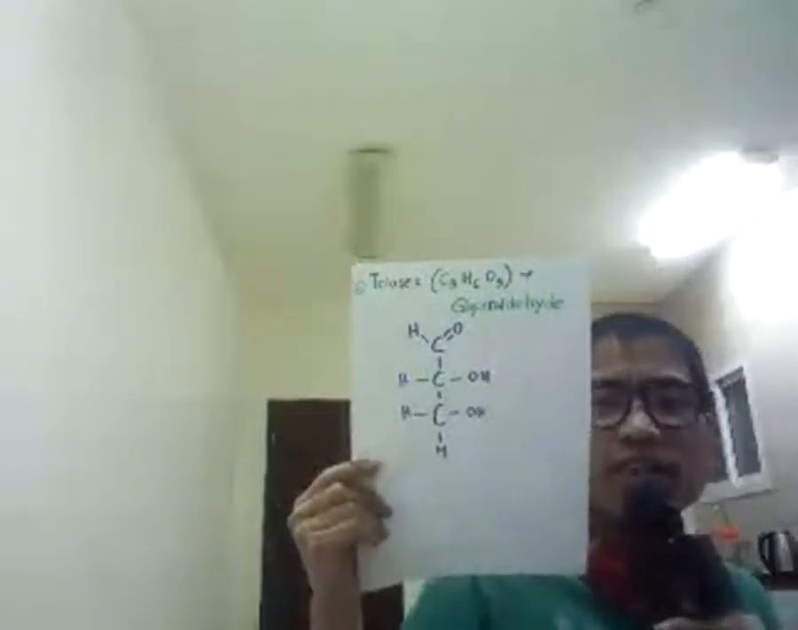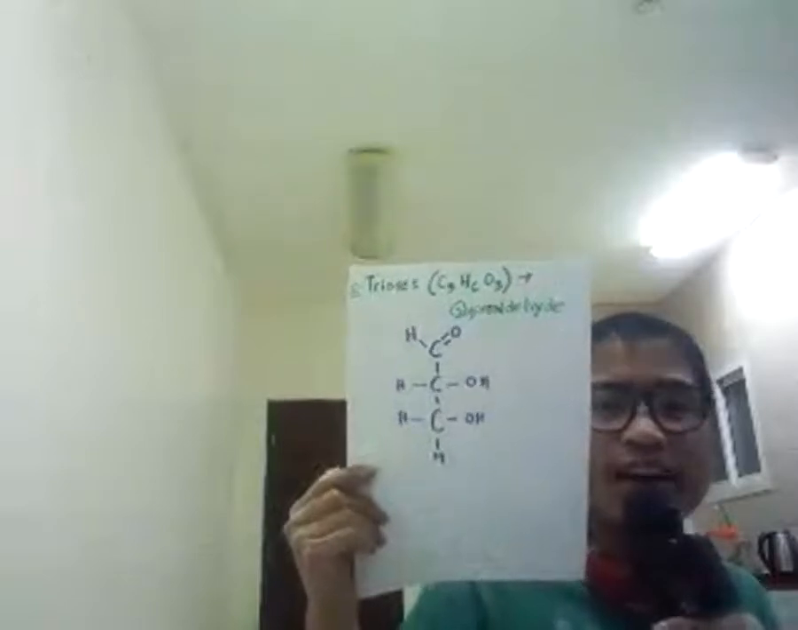So this is a triose, glyceraldehyde. Number two, an example of a simple sugar under the aldoses.